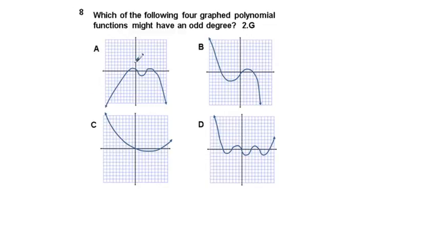8. Which of the following 4 graph polynomial functions might have an odd degree? So these are not very pretty polynomial functions, but to be an odd degree function, you have to start low and end high, or start high and end low. If you look at answer choice A, you're starting low and ending low. C, you're starting high and ending high. And D, you're starting high and ending high. The only place where you actually have to cross the x-axis for sure is B, start high and end low, which is going to be a negative odd degree function.